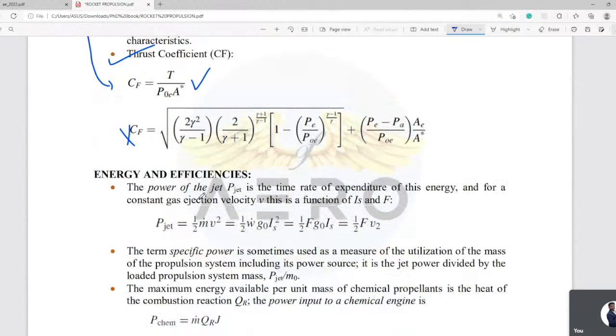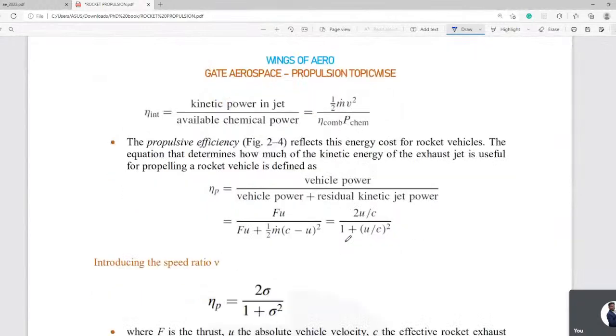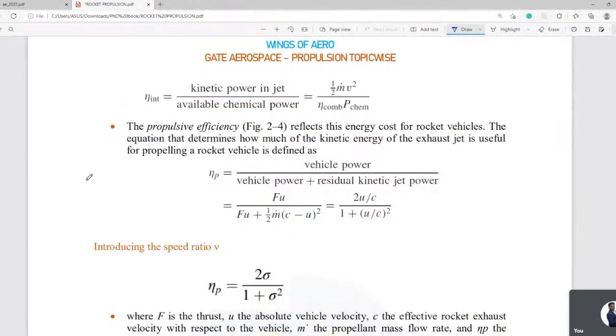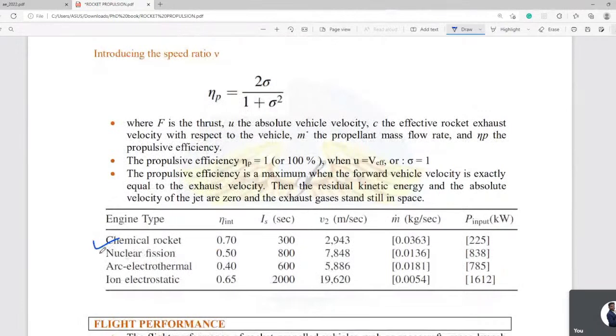Then, very importantly, they will ask about the propulsive efficiency. There is a difference in propulsive efficiency for a rocket engine and a jet engine. So what is propulsive efficiency? There are different types: thermal rocket propulsion, ion propulsion, nuclear propulsion, chemical propulsion, and how their variations relate to your specific impulse.